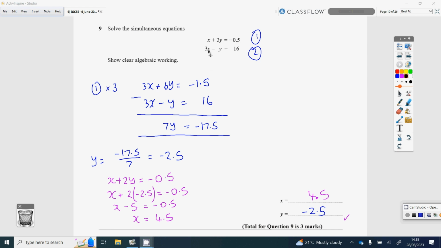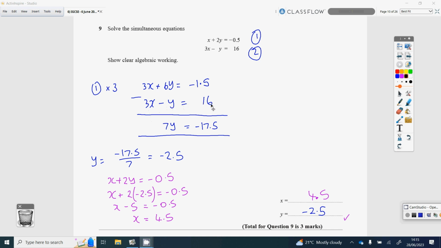So I've got 3x in equation 2. In order to get 3x in equation 1, I'm going to have to multiply each term by 3. So multiplying each term by 3, I get 3x plus 6y equals 1.5. So here I have my equation 1 once I've multiplied it by 3. Now line up equation 2 underneath it. 3x minus y equals 16.